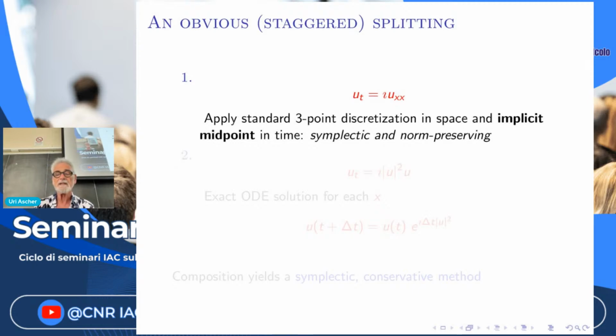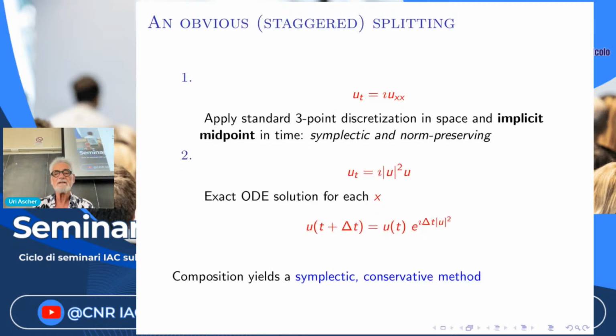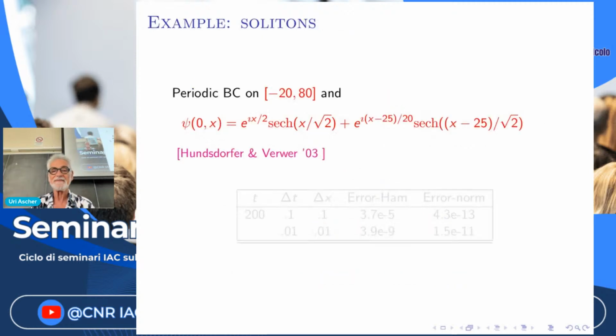And it's very easy to solve. And for the nonlinear part, now for each x, it is just an ODE, and in fact, we know the solution here. There it is, written on the slide. And so when we compose them, that actually gives us a symplectic conservative method. Symplectic means conservation of quite a few properties. I don't want to get into details there.